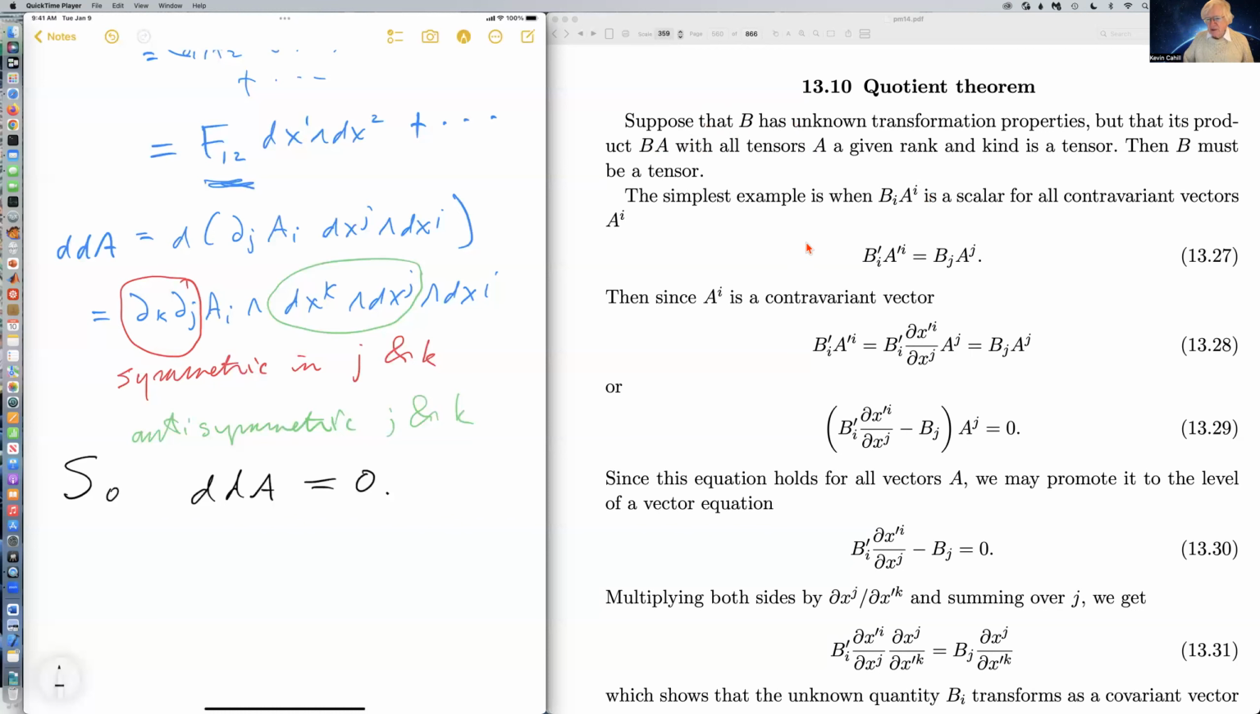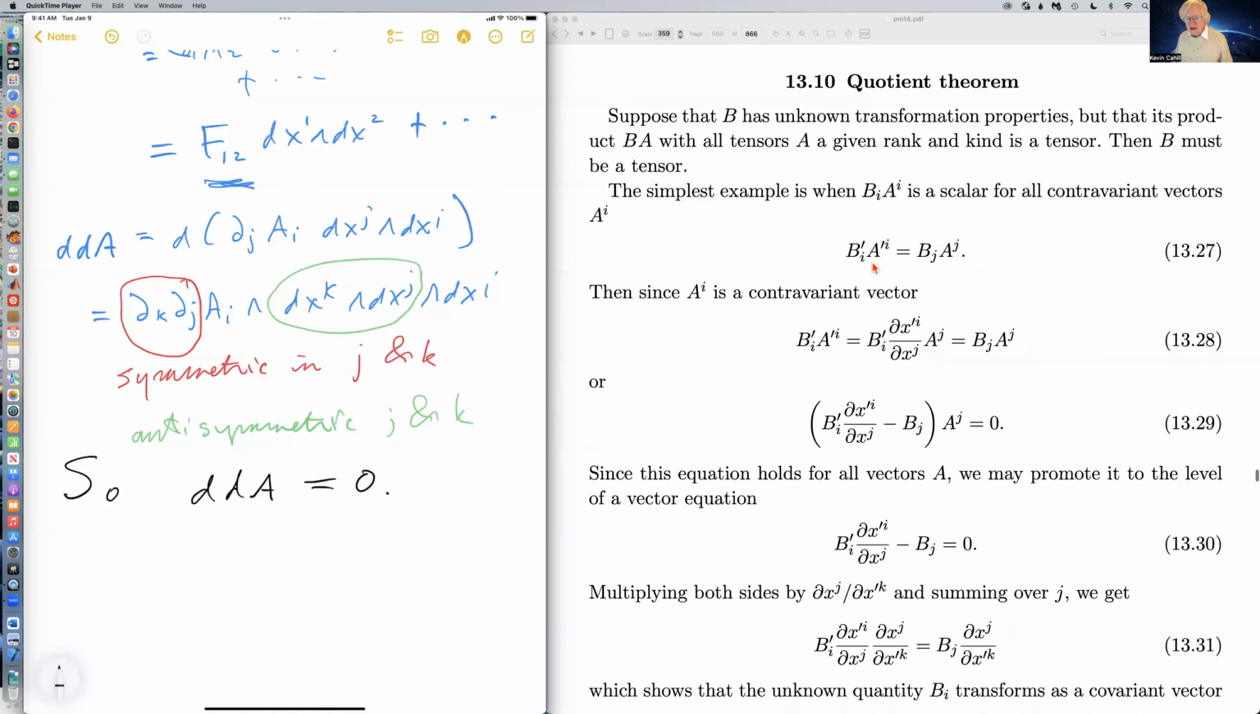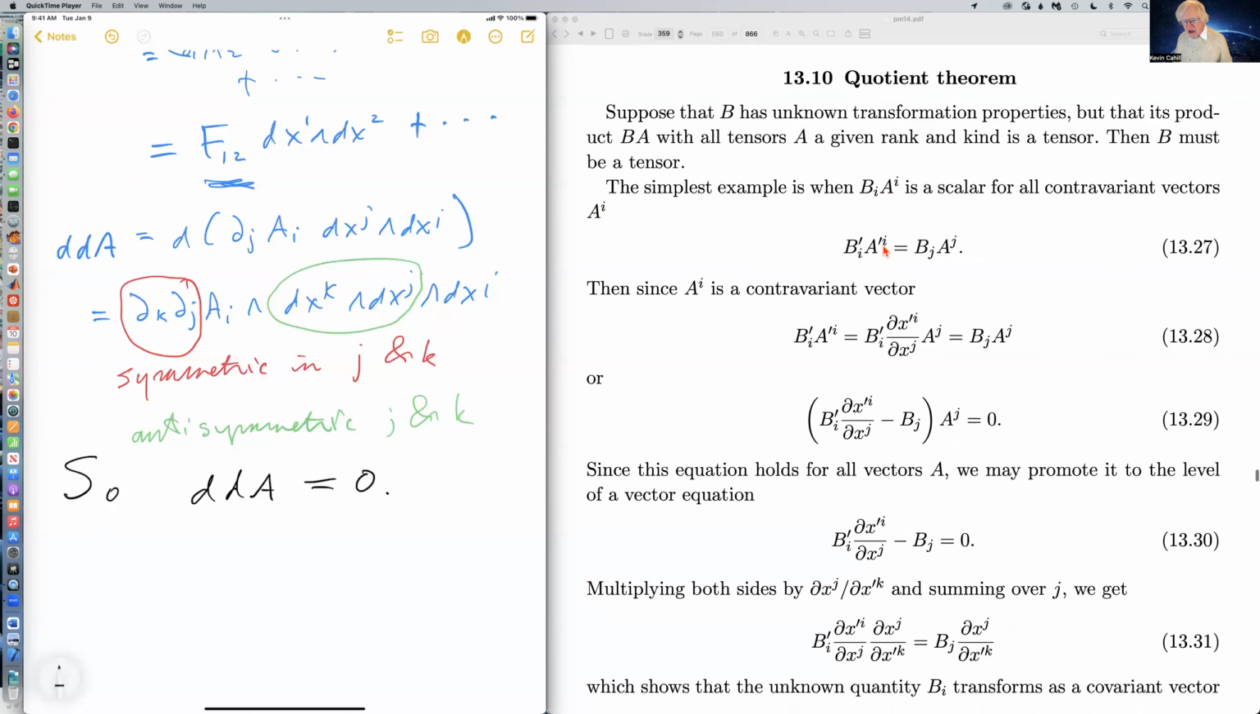A simple example will be clearer than what I recited just spontaneously. Suppose B_i A^i is a scalar for all contravariant vectors A^i. Then what we're saying here is that B'_i A'^i equals B_j A^j.